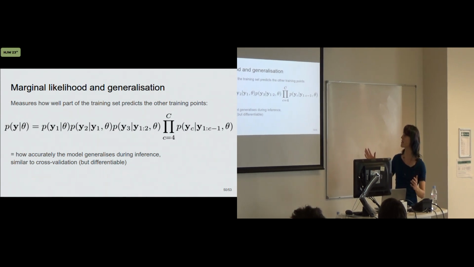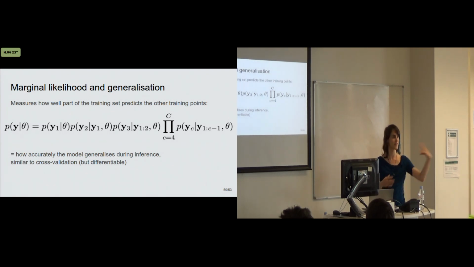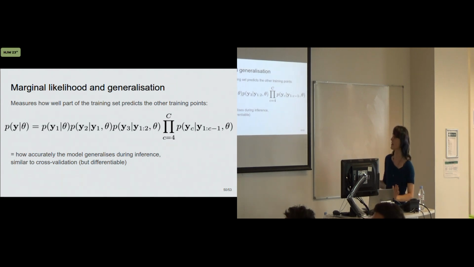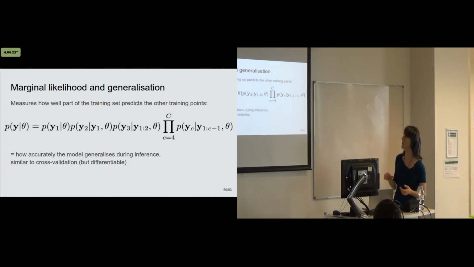You can think of the marginal likelihood as a measure of how well some part of your training set actually predicts the rest of it. The marginal likelihood is the probability of the data with your model parameters integrated out, and you can write that as the probability of the first data point given your hyperparameters, times the probability of the second data point given that you've already taken the first into account, and so on as a kind of telescopic product, up to the probability of the last data point given all the ones you've seen before.